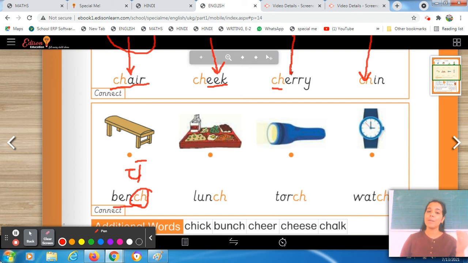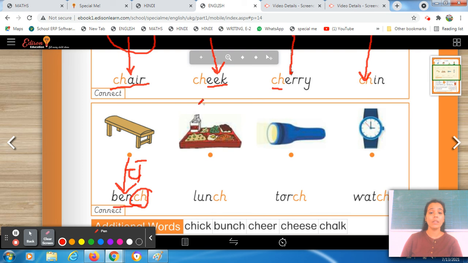Wherever the blend is, whether it is in the beginning, in the end, or in the middle also, it will give you the same sound. The sound will remain the same. Your sound never changes. Is that clear to you? Yes or no? Yes, ma'am. Okay, so then you have to match it with the correct word.